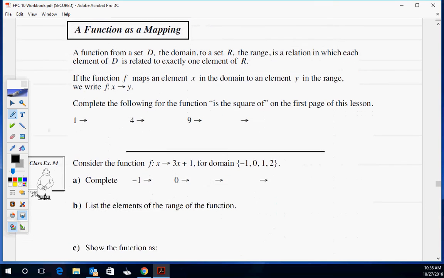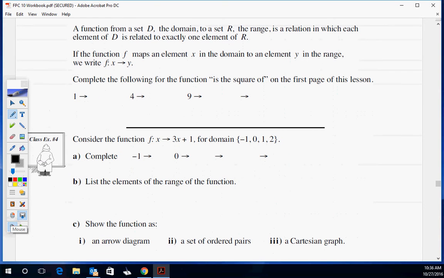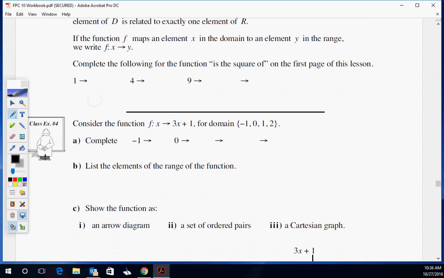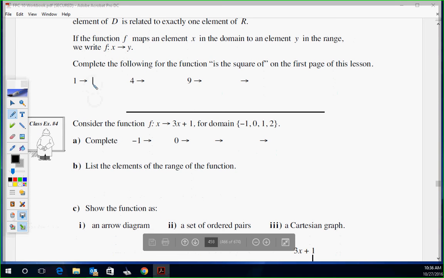Function as mapping. A function from set D, the domain, to set R, the range, is a relation in which each element of D goes to exactly one element of R. It's the same as we've already said. Complete the following for the function of the square from the first page of the lesson. So we already did this. 1 was 1, 2 was 4, or 4 was 2, and then 16 was 4.